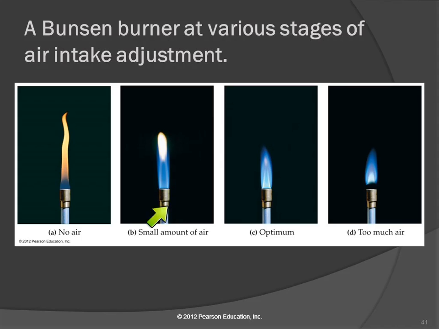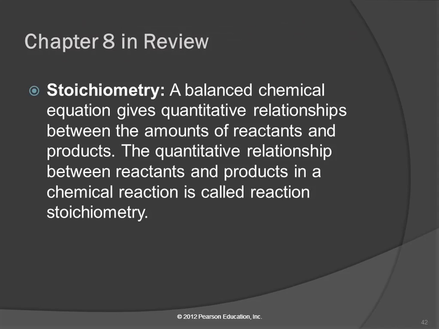As we get a little more air, we start to see a blue flame forming. This is what you want your flame to look like. It's got a nice inner blue cone, and it's going to have a gentle roar. It's going to make some sound. If you give it too much air, that's where you get this flame that looks like it's floating. And this flame will blow out easily, and you never want your Bunsen burner to be just releasing gas into the air. This flame will not be as hot as this one. Here's your optimum flame right there. And there's chapter 8 in review.